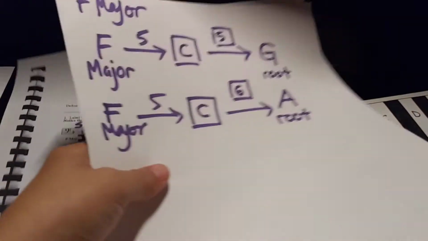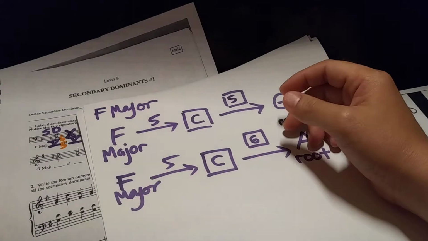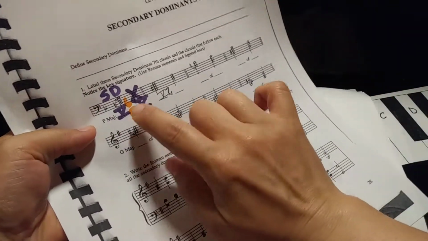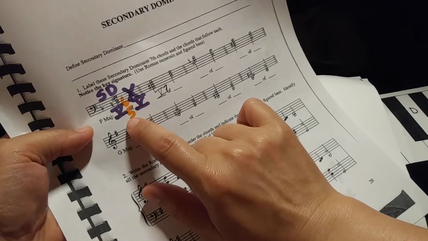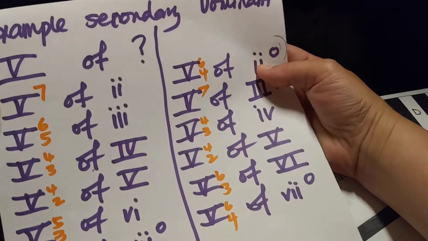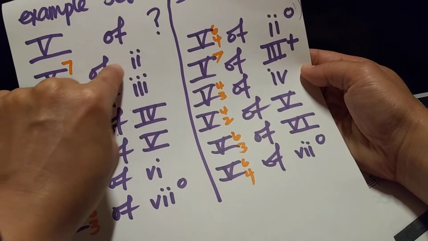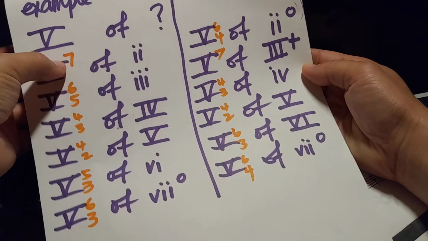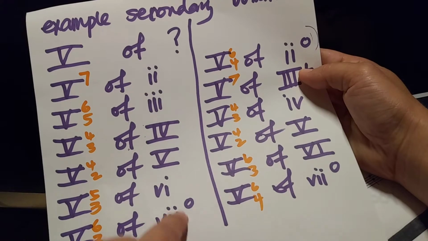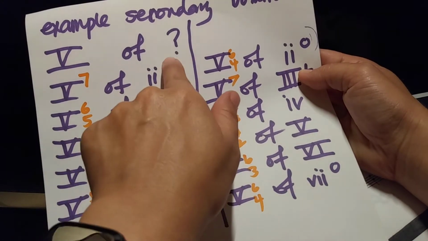Second part of level 8, page 28, secondary dominant. So we were talking about this being a 6-5, so you want to put a 6-5 at the front. For example, on this page you will see 5, and this is a figure bass of 2. All the figure bass go to the 5, and the second Roman numerals are all empty, with no figure bass.